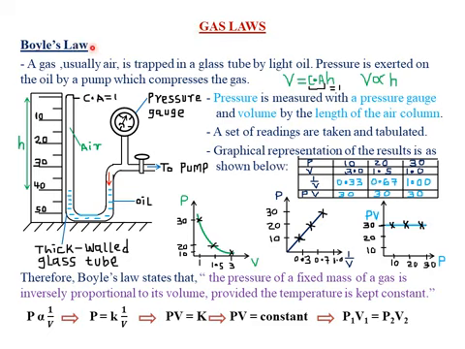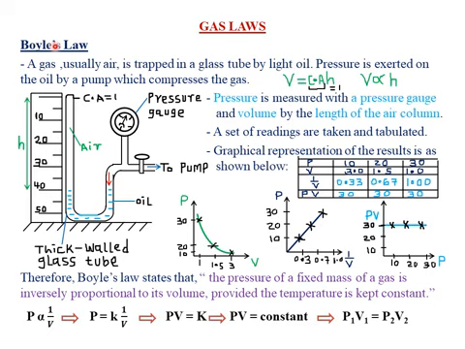Let's start by understanding the origin of the term Boyle's law. The term Boyle's law originated from the name of a philosopher, a physicist, a chemist, and an inventor called Robert Boyle, who was born in Ireland. He was the first person to experimentally study the relationship between pressure and volume of a fixed mass of a gas, that is, whenever temperature is kept constant.